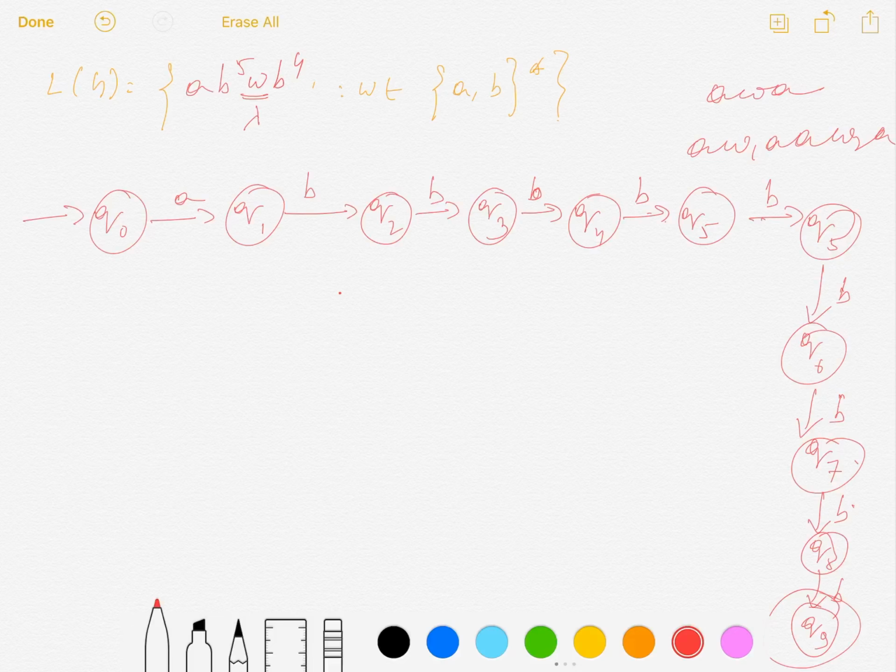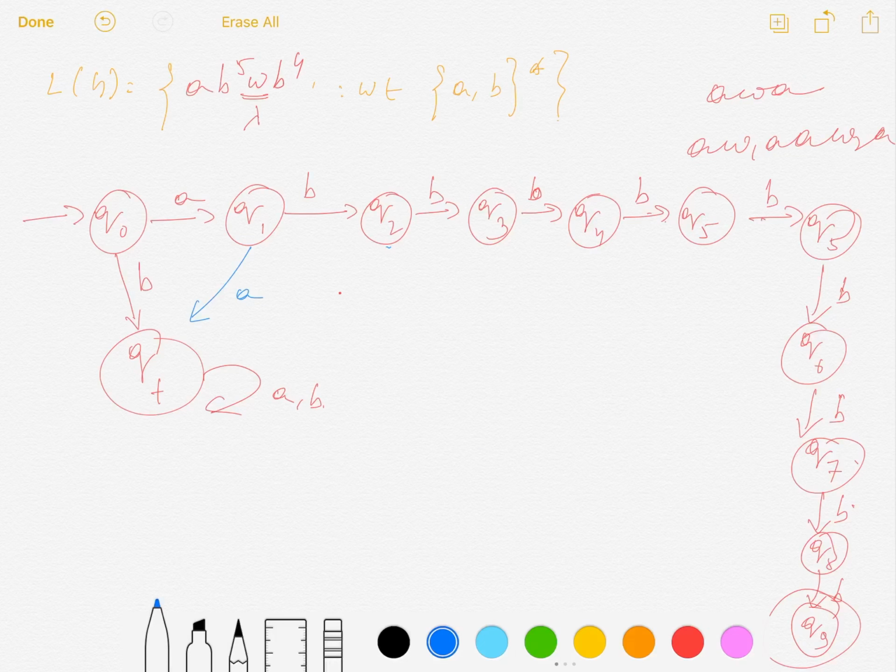Now let us move back to the other conditions. At q0, if I give b, then what will happen? At q0, b is an undesirable input. If it gets b, there is no chance of getting a b^5 ω b^4, right. So it should reach the trap state. Now at q1, if it gets a, is there any chance to get the entire valid string a b^5 ω b^4? No. So again, at q1 if it gets a, it should reach the trap state.